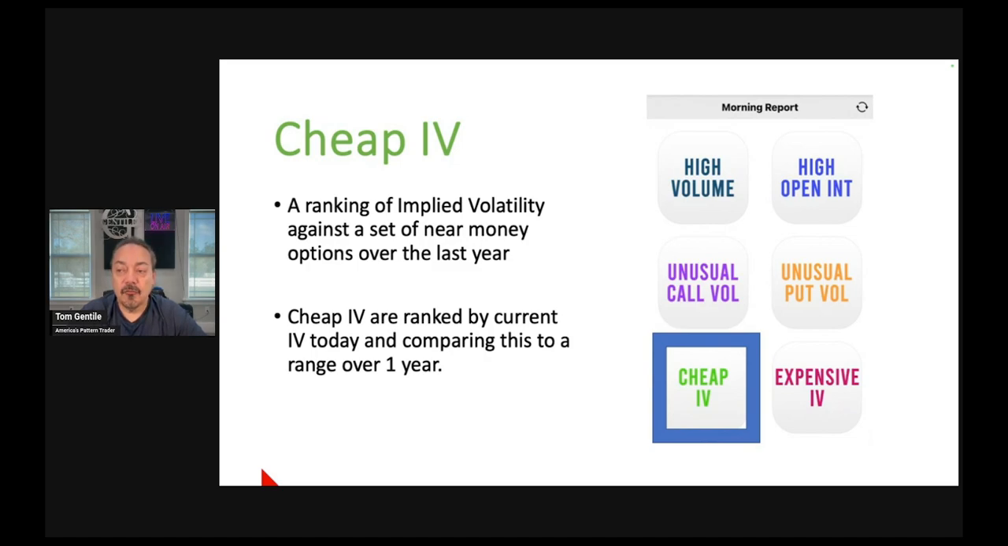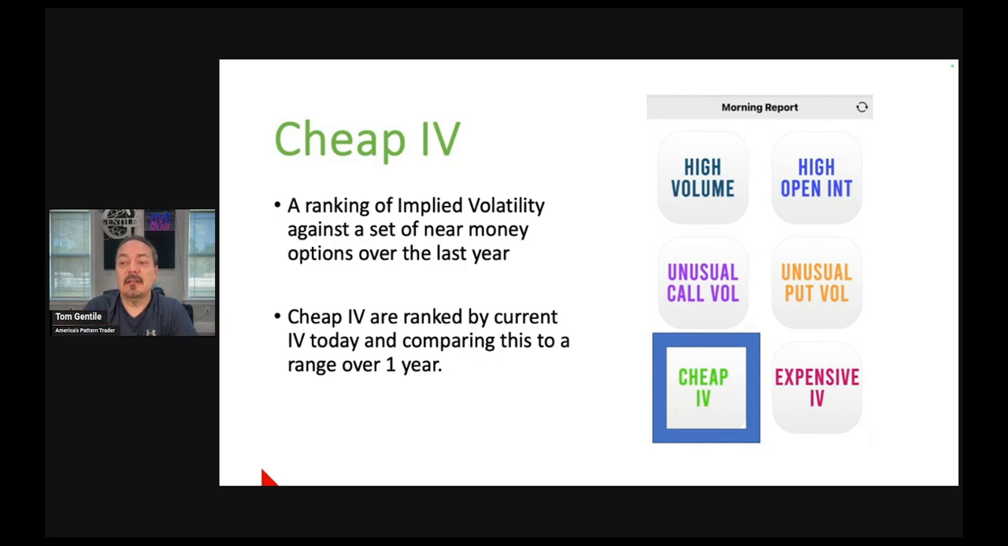We treat options implied volatility the same way. What we do is we take all optionable stocks. Every day, we're able to look at the near money calls and near money puts, and we put those together and we create an average ranking for those near money calls and puts. And so what we do is we timestamp that and we hold that data for years.